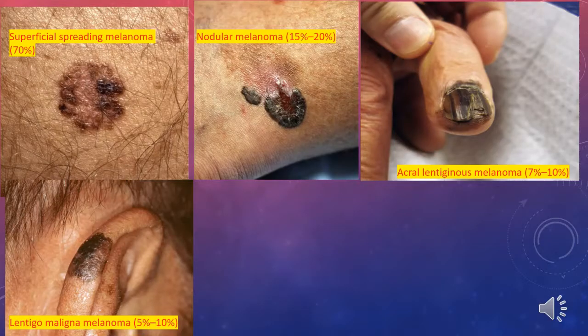Melanoma is a skin neoplasm arising from the malignant degeneration of melanocytes. It is further classified into four major types: the superficial spreading melanoma, which is 70%, the nodular melanoma, lentigo maligna melanoma, and the acral lentiginous melanoma. So you should know the names of these four types, and the most common one is superficial spreading melanoma.